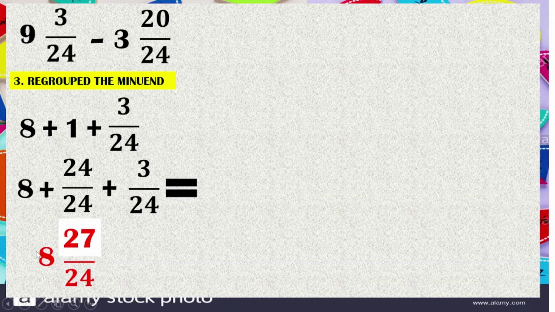Binaba ko yung 8. Then, 24 plus 3 is 27. Then, copy the denominator, which is 24. So, meron na tayong 8 and 27 over 24. Ayan na. Subtract then the lowest term. So, pwede na natin isubtract si 8 and 27 over 24 kay 3 and 20 over 24. Pwede na isubtract si 27 minus 20.